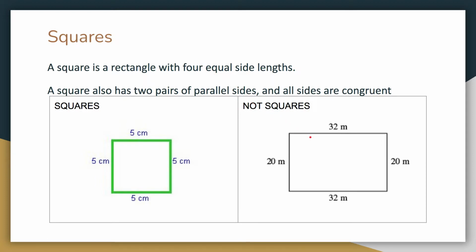Over here is not a square. First, they do not have four equal side lengths. As you can tell, they all have different side lengths. There are two pairs of parallel sides, 1, 2, but all sides are not congruent. You can tell because this one is 32 meters, and this is 20 meters. See, they're different, so they are not congruent.